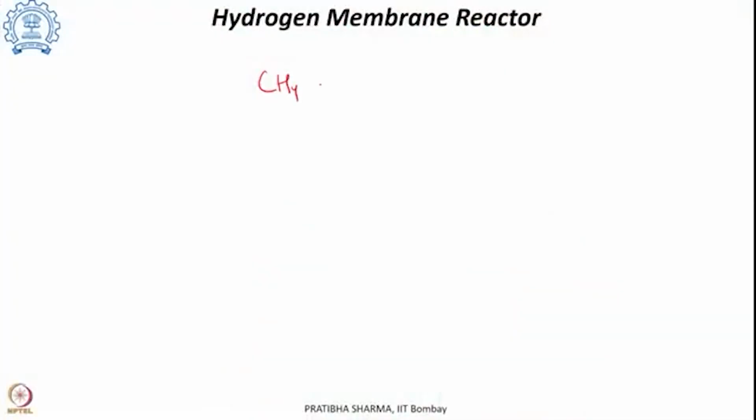Now, another method that can be looked at is the hydrogen membrane reactor, where again the principle is the same, that one of the products is selectively removed from the reforming reaction, and the product which is being removed is hydrogen in this case. So, hydrogen which is being formed is being removed such that the forward reaction could be favored, and that is done using certain membranes in a hydrogen membrane reactor.